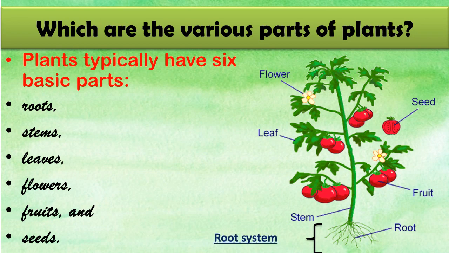The roots develop below the ground, so this is called the root system, and above the root, that is including flower, leaf, fruit and stem, this is called the shoot system. So there are two systems: the root system below the ground and the shoot system above the ground. The shoot system contains most of the parts of a plant except the root.